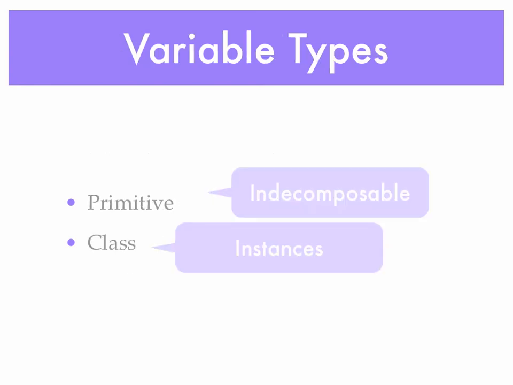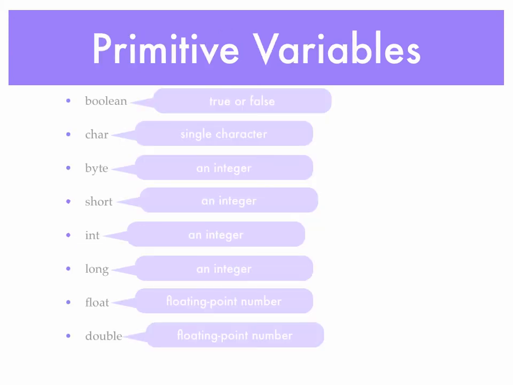Variable types can be of type primitive, that is, they're indecomposable. They can't be broken down anymore. Or they can be of type class. We won't talk about classes at this point. Classes require that we create instances of those classes. So we'll talk about the primitive variable types. These primitive variable types are Boolean, char, byte, short, int, long, float, and double.